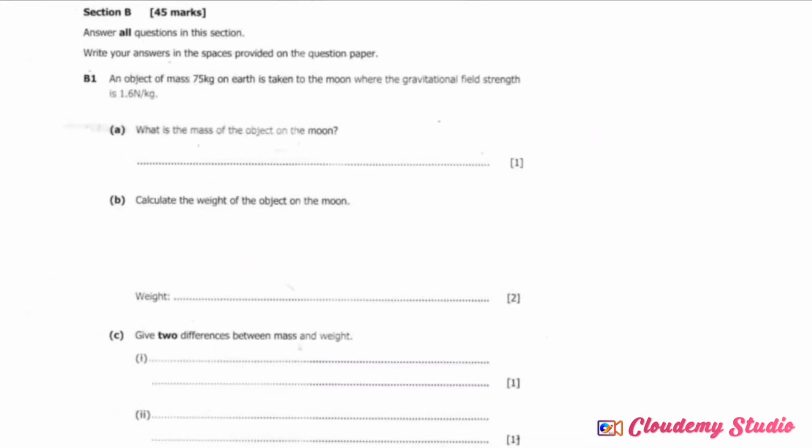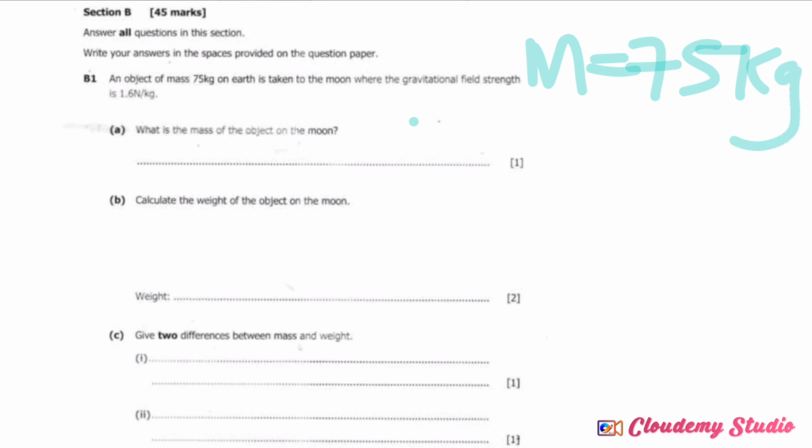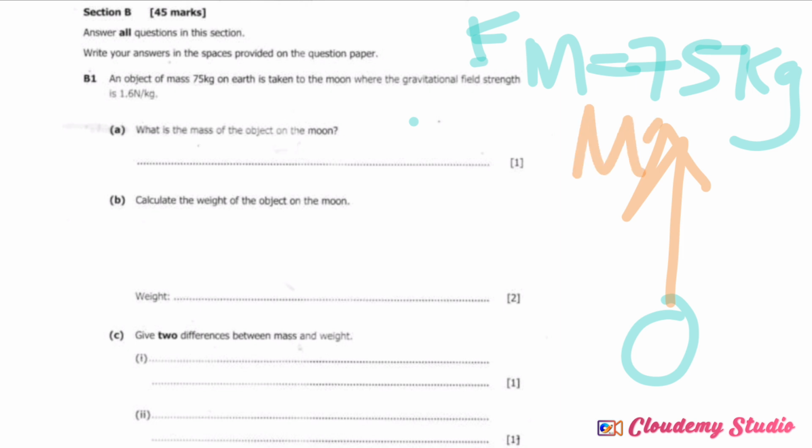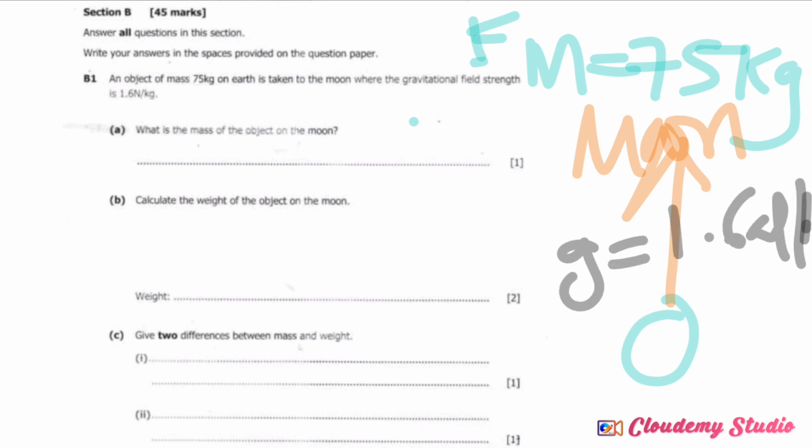Question number 1 reads, an object of mass 75 kg. So already we know the mass is 75 kg. On Earth, this object is then taken to the moon. And on the moon, the gravitational strength is 1.6 Newton per kg, according to the question.